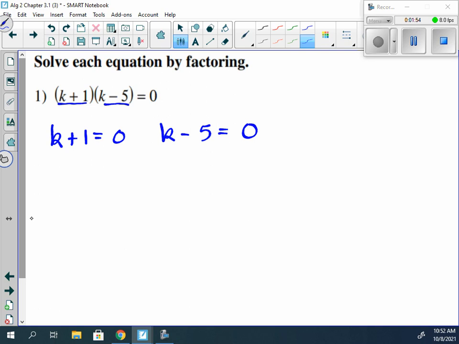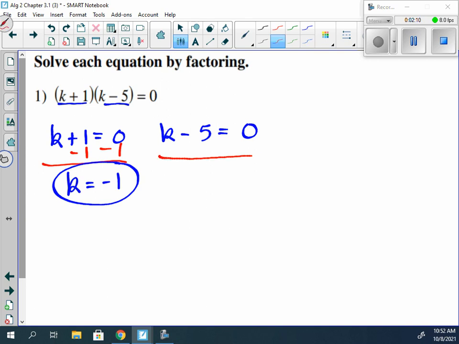Solve. To solve for k, we would subtract 1, telling me k is equal to -1. Here we would add 5, telling me k is equal to 5. That's it. The solutions for this here are that k is equal to -1 or k is equal to 5.